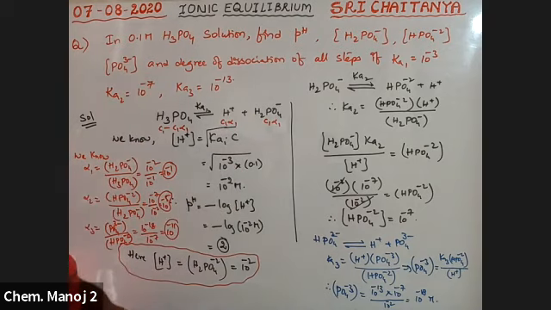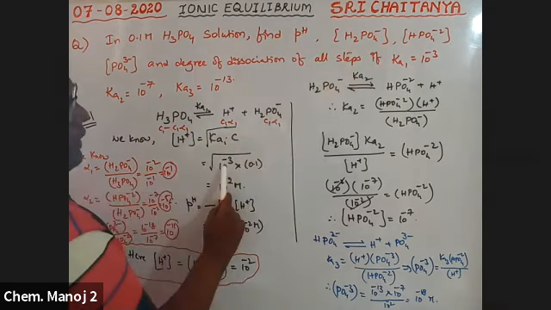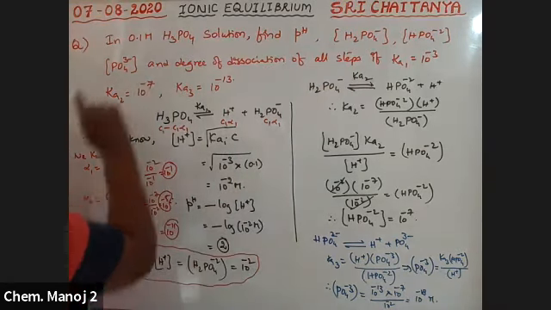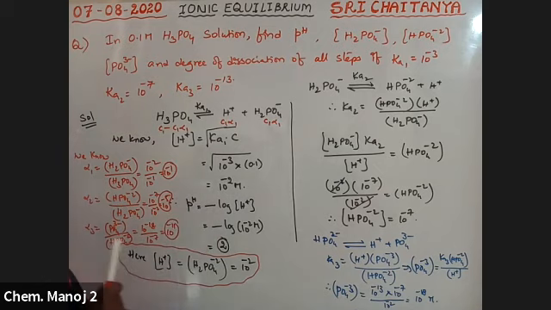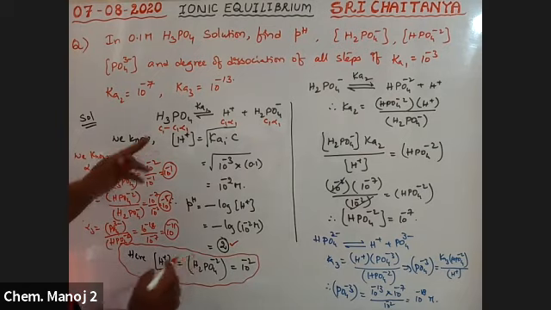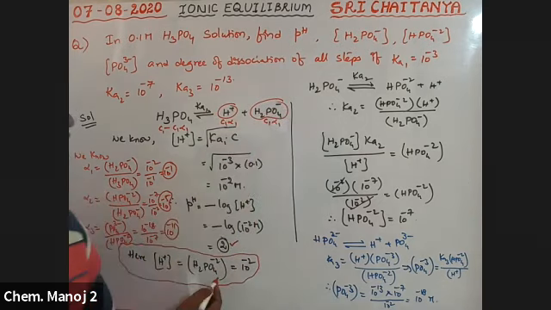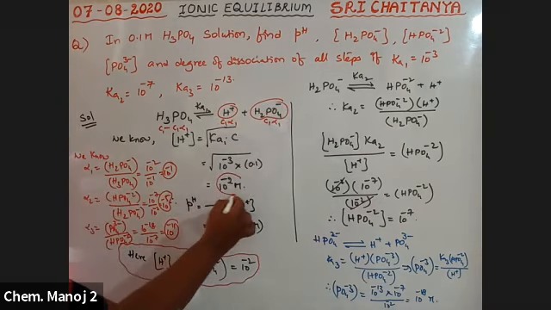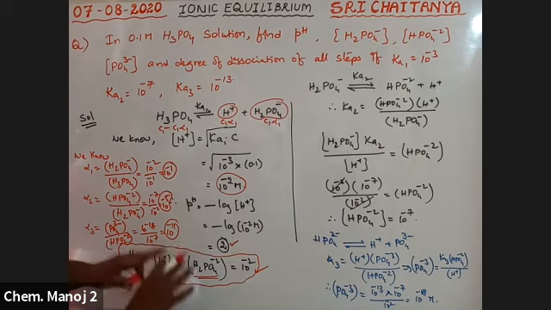C is the concentration of H3PO4. So apply the condition: under root Ka1, that is 10 power minus 3, into 0.1, the concentration of H3PO4. Therefore, H+ concentration is equal to 10 power minus 2. Therefore, pH of this solution is equal to 2. See boys, here H+ concentration is equal to H2PO4 minus concentration. So H+ concentration is 10 power minus 2, which means H2PO4 minus concentration is also 10 power minus 2. So this is the first one.